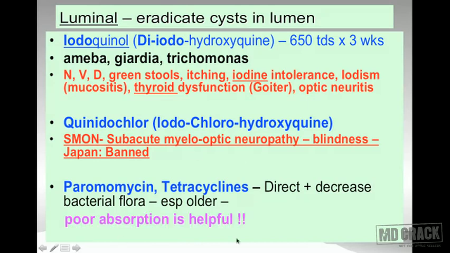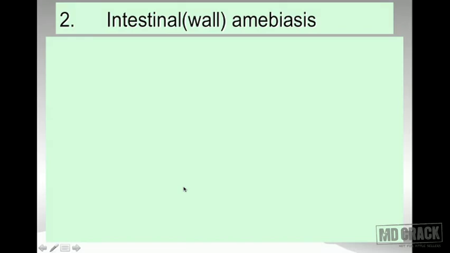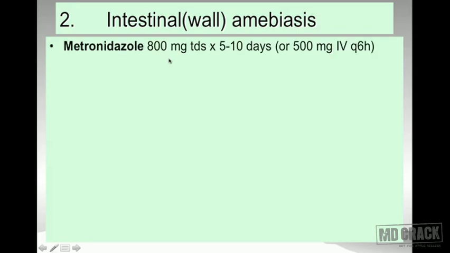So poor oral absorption is in a way helpful in the action of tetracyclines. Next, we go on to discuss intestinal wall amebiasis. It's quite clear. Metronidazole 800 milligrams 3 times a day for 5 to 10 days, or you can give it intravenously as indicated here. Have a look at the slide.